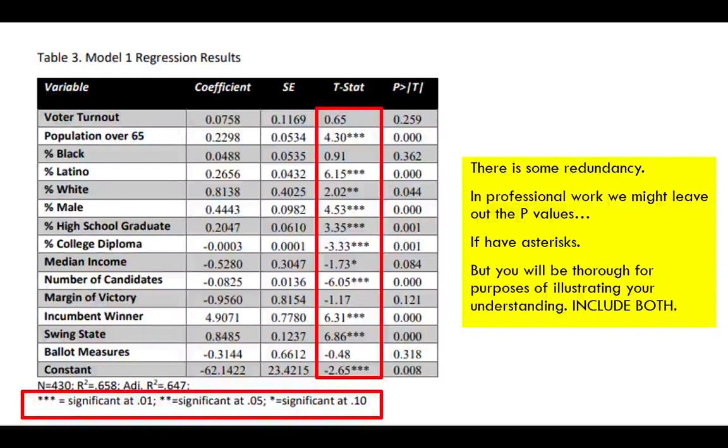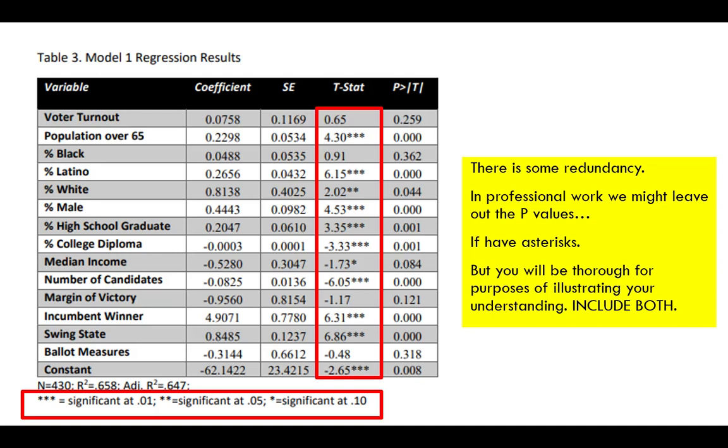Now, it's also possible that some papers you might read in the future will have a 4th category, some other kind of symbol. They don't use 4 asterisks just because that gets a little unwieldy, but some other symbol to indicate significant at more than 99%. So we've got everything here.